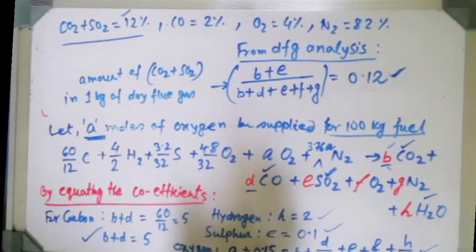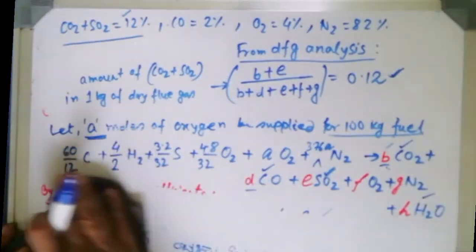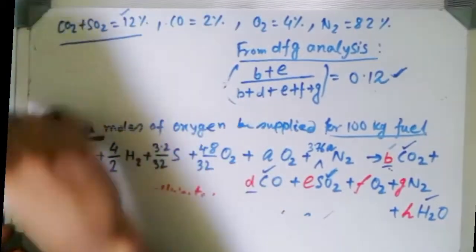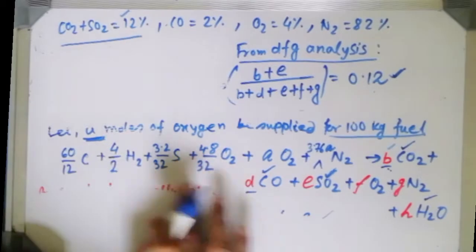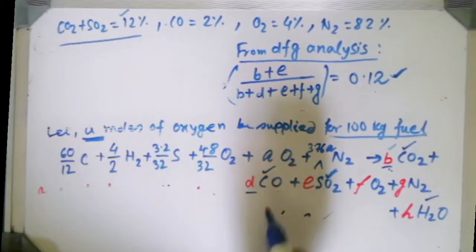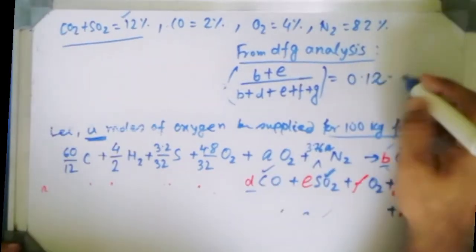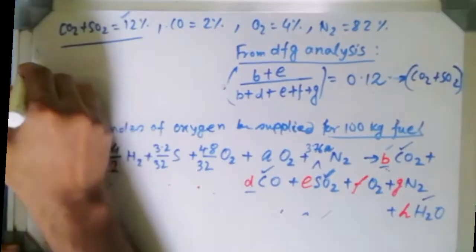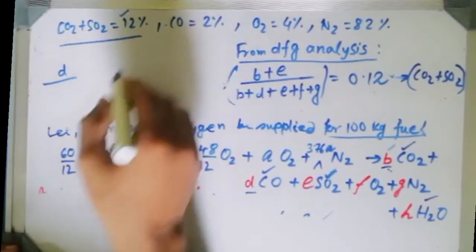Now go for this carbon monoxide part. Carbon monoxide, in the problem equation I have mentioned by D, doing the same thing whatever I have done over here. So I can write, for carbon it is for CO2 and SO2. Now if I do the same thing for carbon monoxide, so what will it give you? D by that whole expression, denominator will remain the same, B plus D plus E plus F plus G, that is the dry flue gas amount, and it will be 2%. So convert it into for 1 kg.